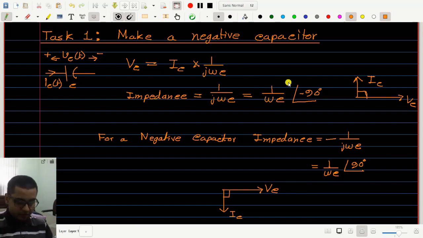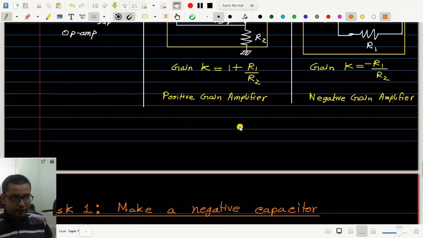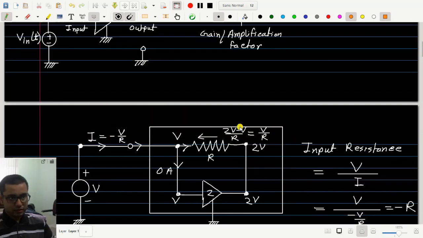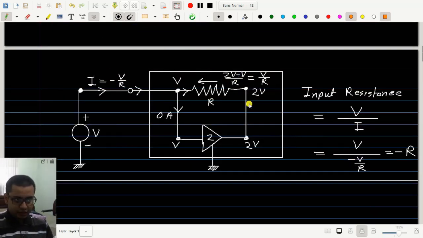Now you can use this idea to make a negative capacitor, or in your manual you will find a similar idea, very similar to this. A slightly different circuit is given. You can try to understand that circuit also. If you know op-amp, then you can do that. Otherwise you can use this idea, and you have to make a negative capacitance converter.